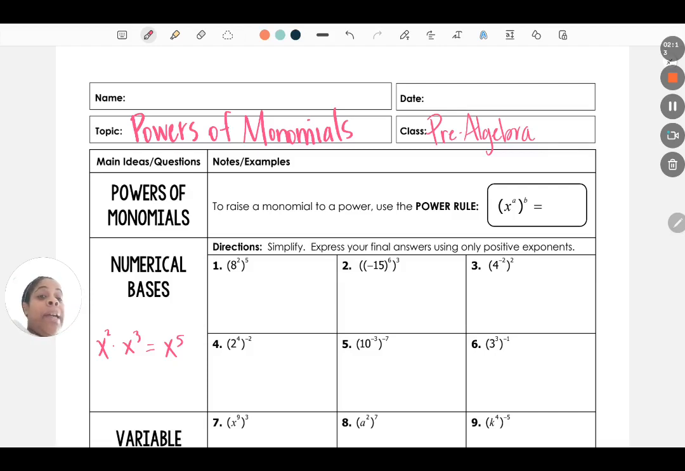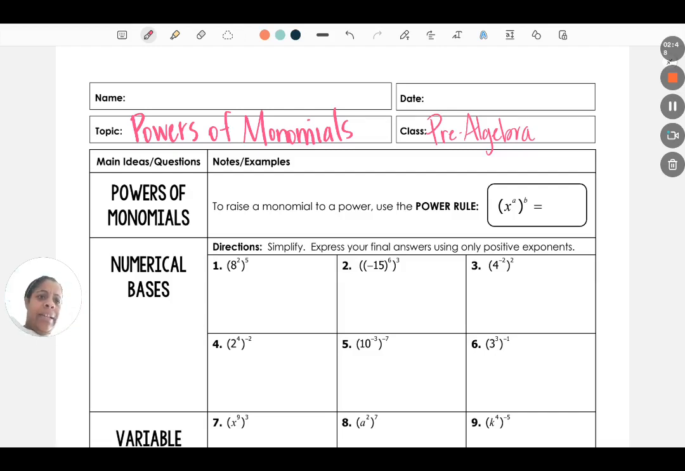That's an example of just multiplying monomials. This is multiplying powers of the monomial, which is different. So you should see monomials with exponents, and then you should see that raised to another exponent. When you see a power raised to another power, you multiply them together.